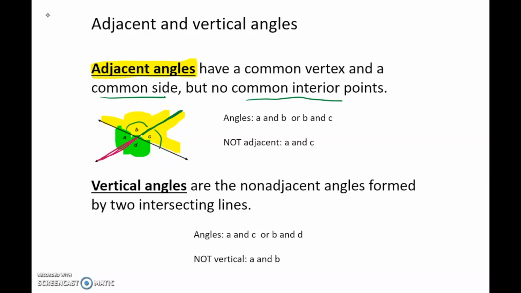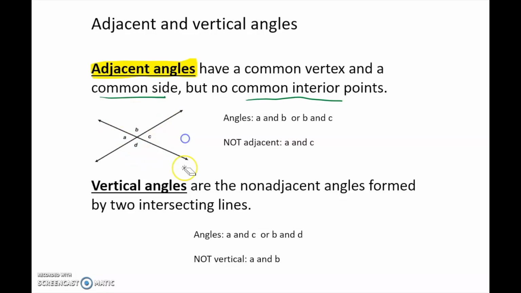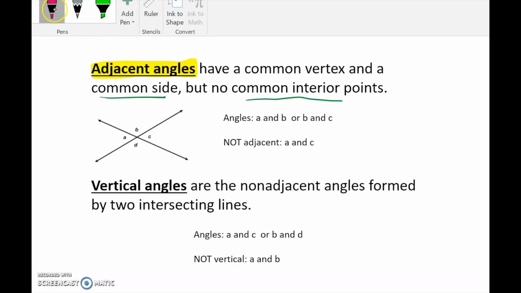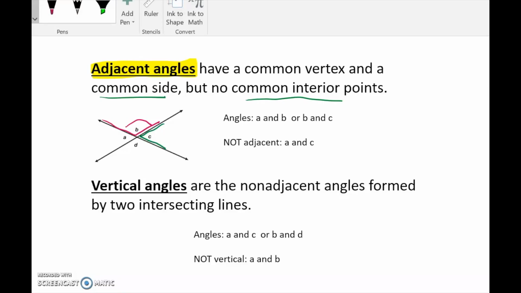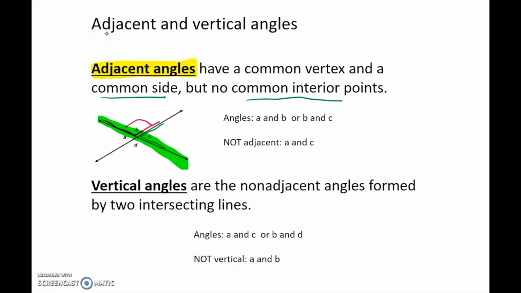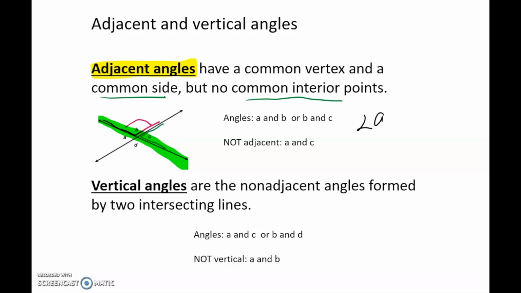Now, sometimes adjacent angles have some really cool properties. Like these ones, if we're looking at the adjacent angles, they actually come together to make a straight line. So if I'm looking at angle B and angle C, those two angles put together form a straight line. That means if I were to add angle A plus angle B, together they would equal 180 degrees because they're a straight line.